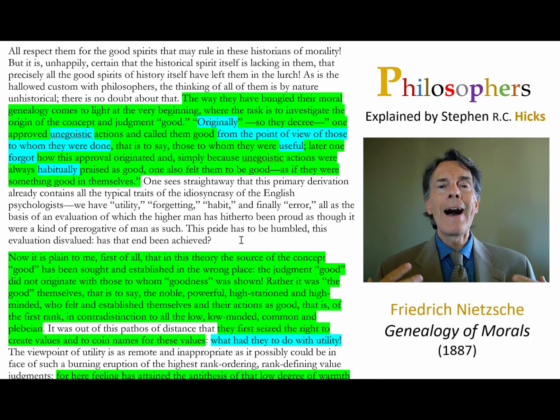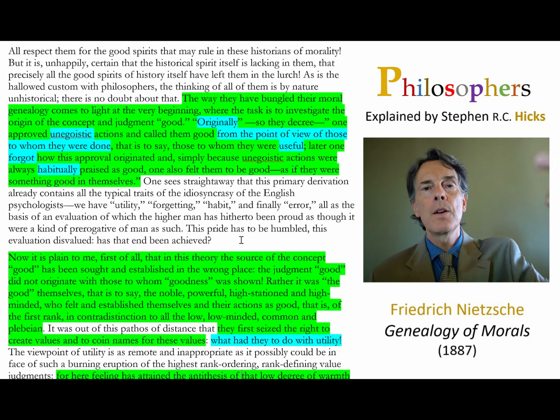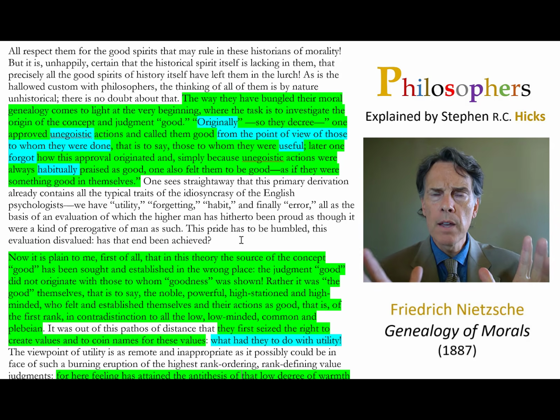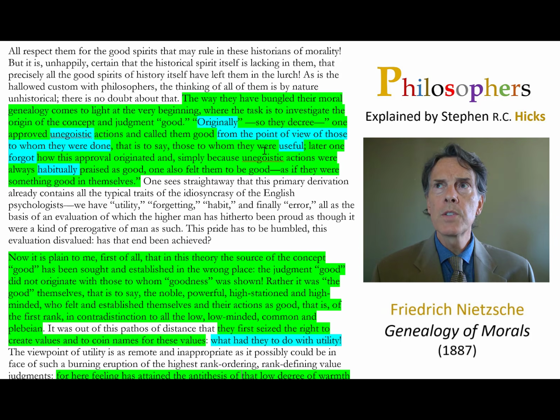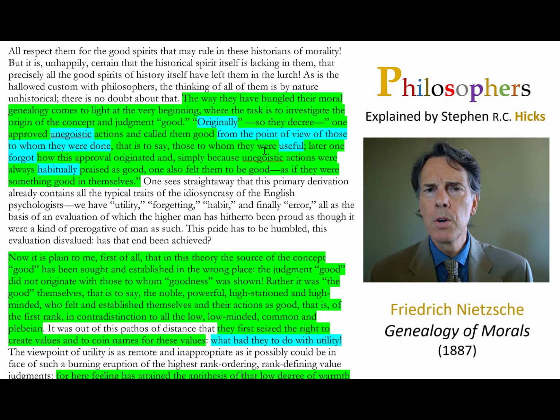So I'm a person, I do an unegoistic action for someone else, and it's that other person who is doing the labeling and saying, oh, that is a good thing that you have done. And somehow I then accept their labeling of my action and I take their value framework. That is to say, those to whom they were useful. And so it's a matter of usefulness. And now we know clearly that Nietzsche has the utilitarians in mind.